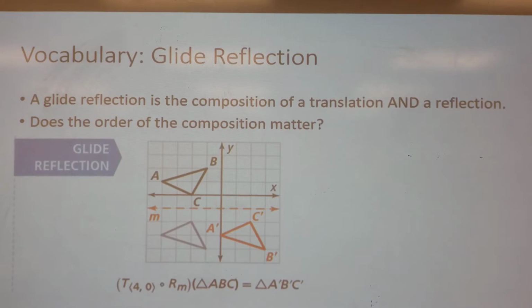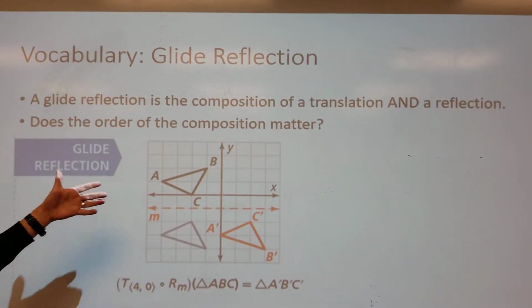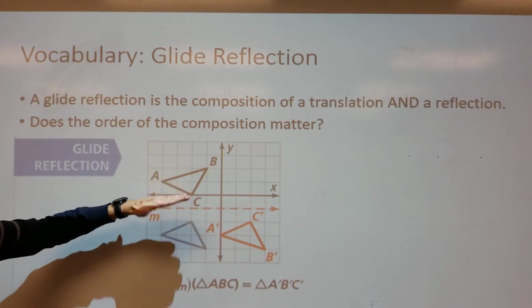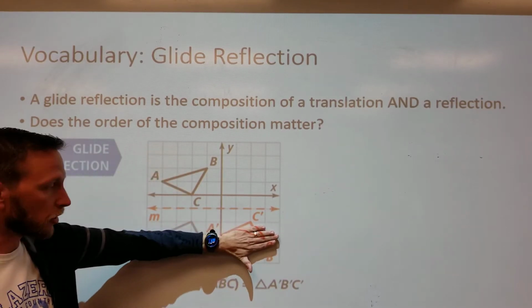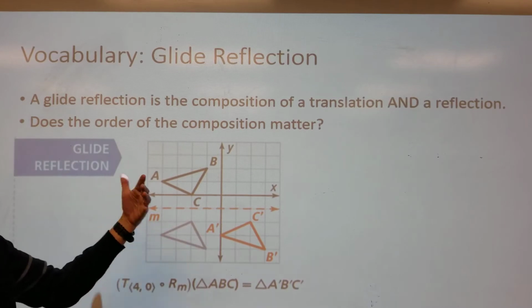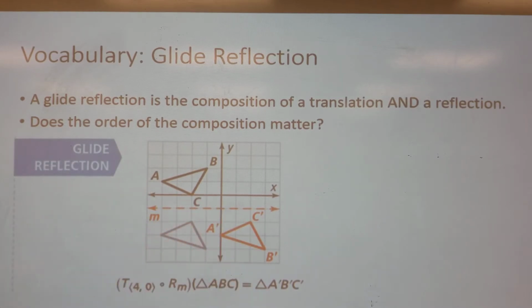With that in mind, here is what a glide reflection refers to. A glide reflection is simply where we do a reflection and then a translation, or we do a translation and then a reflection. There's a little bit of commutativity there that we're going to try to address. Does the order of the composition matter? You're going to answer that question hopefully by the end of our conversation here today.